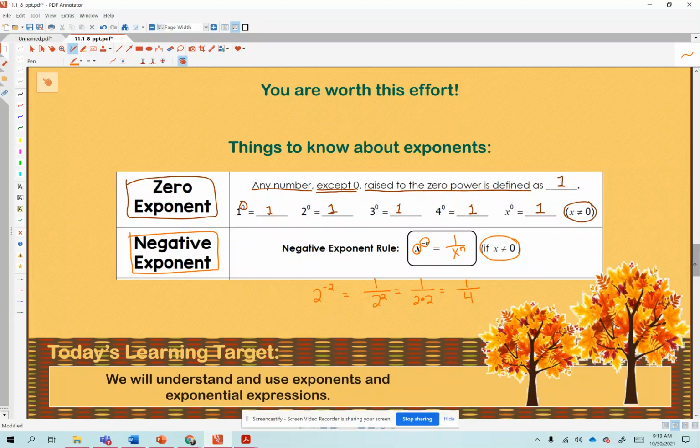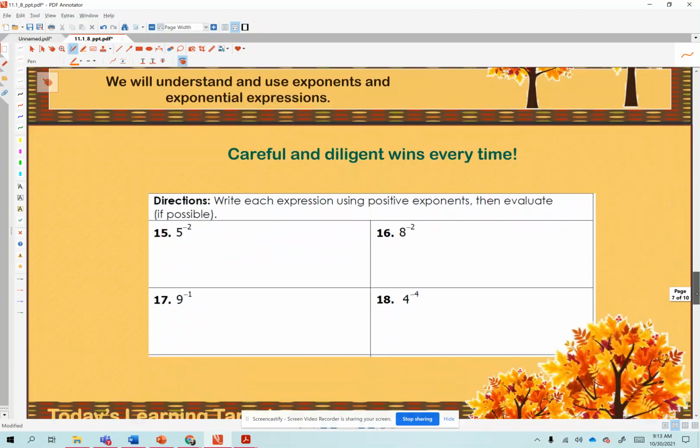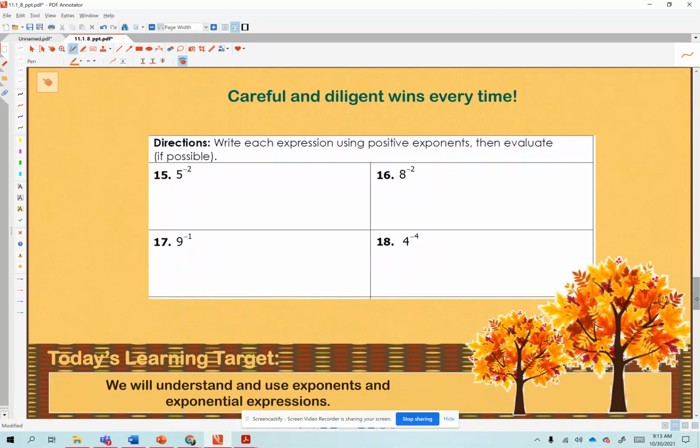So let's practice all these rules that we've learned today and what we've learned about exponents. So we're going to write each expression using positive exponents, and we're going to evaluate if possible. We're going to find the value of. So 5 with a negative 2 exponent is 1 over 5 to the second, and we can evaluate that as 5 times 5, which would equal 1 over 25.